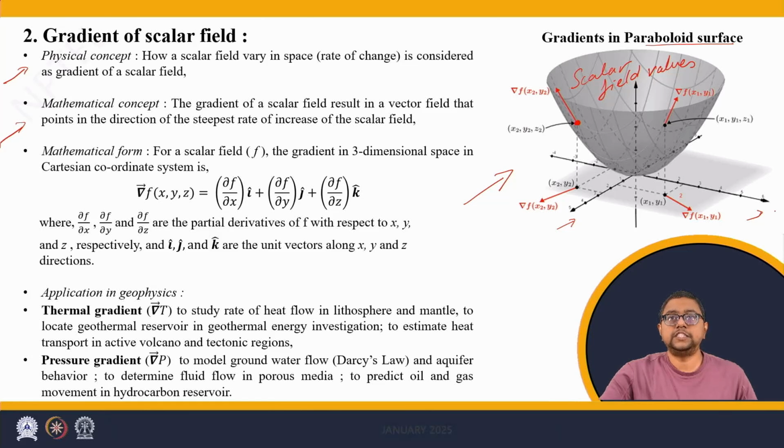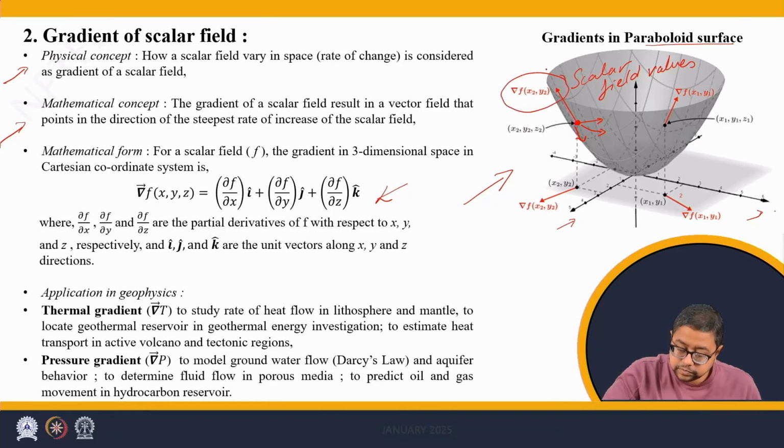For example, at this point, the gradients, or the change in the values of the scalar field, in any of these directions can be calculated. But the gradient as defined by the formula here gives the direction in which the change is maximum. This is the gradient of the scalar field f.